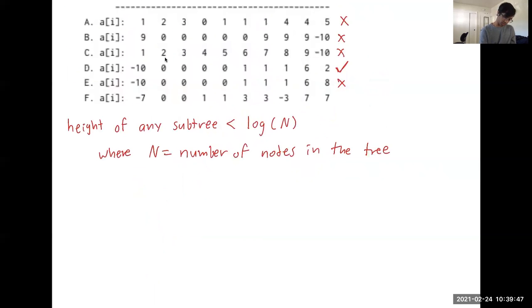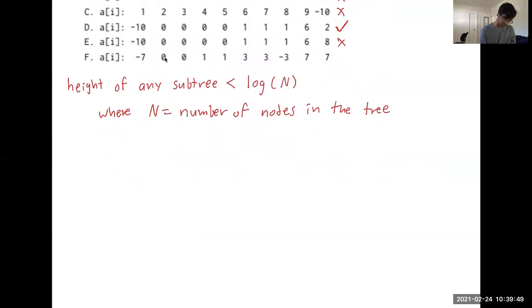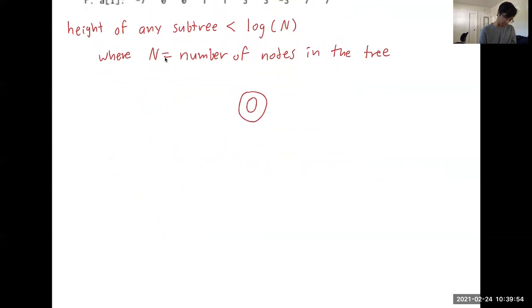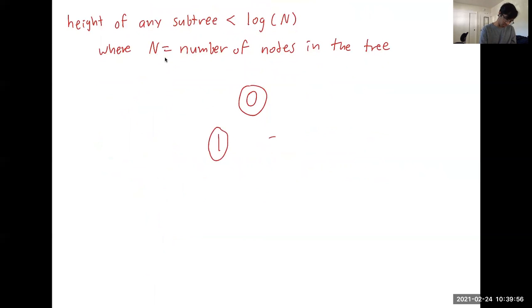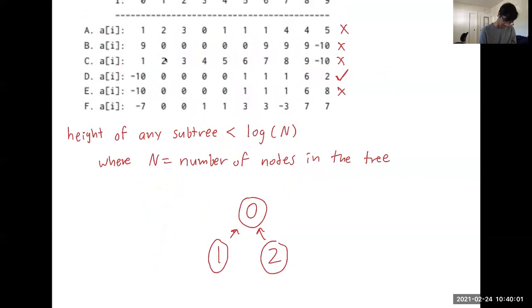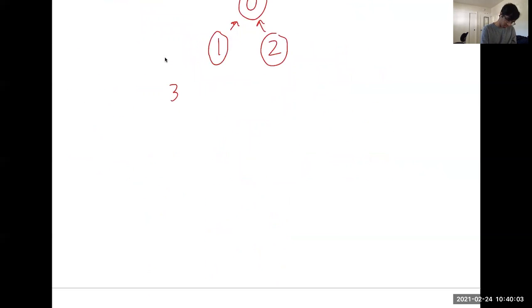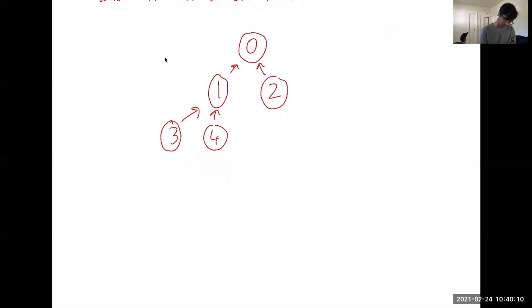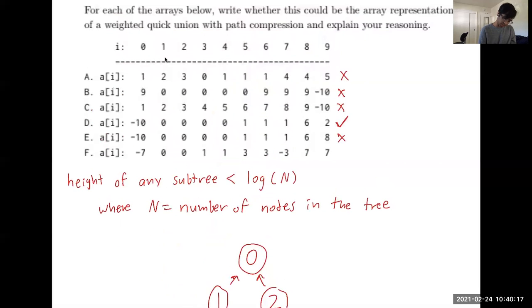Okay. Finally, we have a subtree with root 0. And then, sorry, 1 and 2 are children of 0. And then 3 and 4 are children of 1. And 5 and 6 are children of 3. And then here we see that 7, 8, and 9 are actually their own subtree.